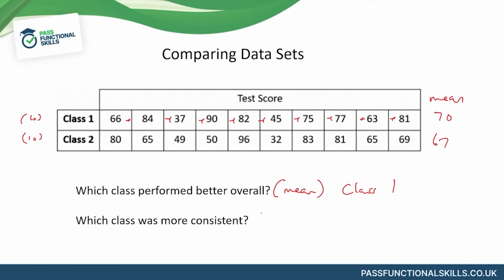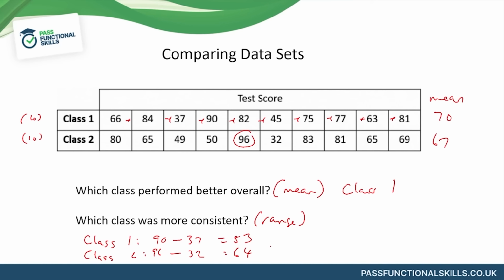Which class was more consistent? Consistency is all about range. So let's have a look at class 1. What is the range? So let's look for the biggest. I've got a 90. Okay, 90 is the biggest value. The smallest, I've got a 37. Okay, so for class 1, the range is 90 take away 37, so 53. And for class 2, what is the biggest value? Have I got a bigger than an 80? Oh yeah, I've got a 96. And the smallest, I've got 49, 32. So here the range is 96 take away 32, which is 64.